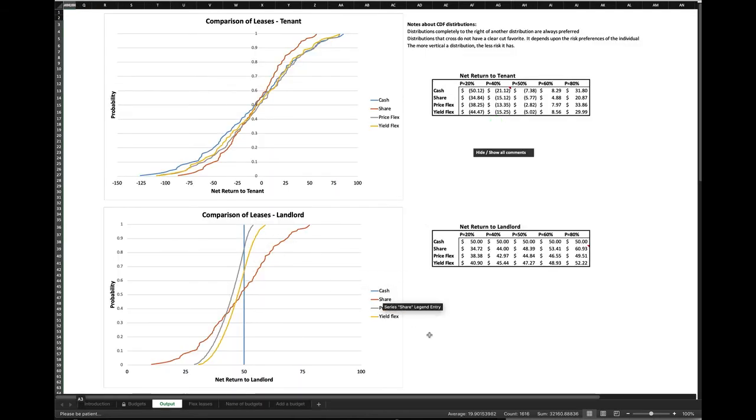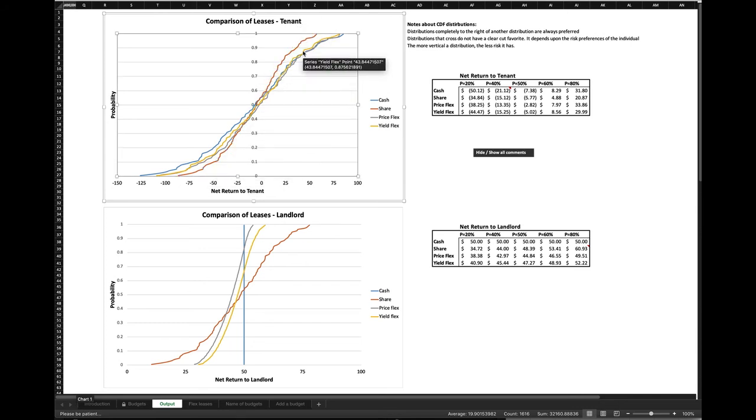Now notice what happened with the price flex. Because we allowed for both upward and downward, now this is the kind of distribution you get. It looks very similar to what happened with the yield flex here. So again, that adds more risk to the landlord. Now, from the tenant side, now you're taking on risk almost in every situation. Now, there is some, as you might guess, risk reduction by taking on a share lease, because you're letting the landlord share some of that. And that's why this orange line is a little more vertical than the other lines.